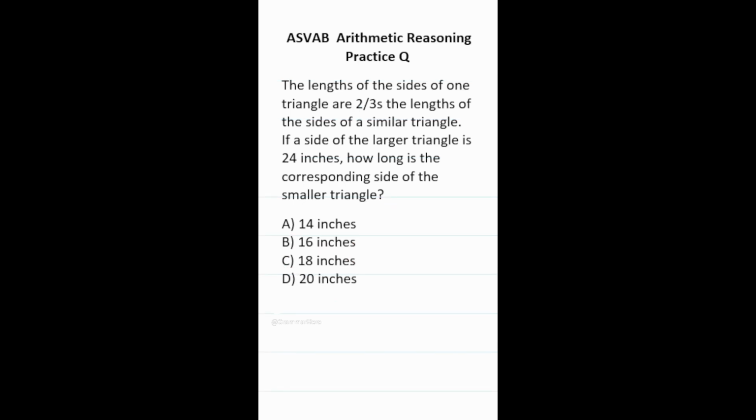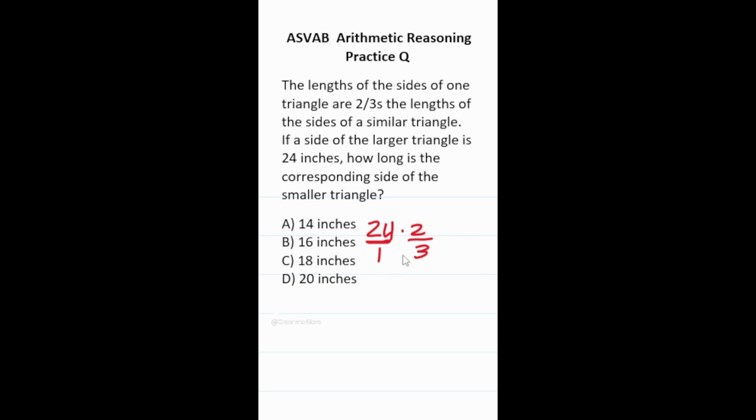This arithmetic reasoning practice test question for the ASVAB and PiCAT says this: the lengths of the sides of one triangle are 2/3 the lengths of the sides of a similar triangle. If a side of the larger triangle is 24 inches, how long is the corresponding side of the smaller triangle? So for this one, we're going to have to figure out what 2/3 of 24 inches is. In other words, we're going to do this 24 times 2/3. As you can see, we're multiplying a whole number by a fraction. To make this a little bit easier, let's rewrite 24 as a fraction by placing it over 1. Again, 24 divided by 1 is just 24.